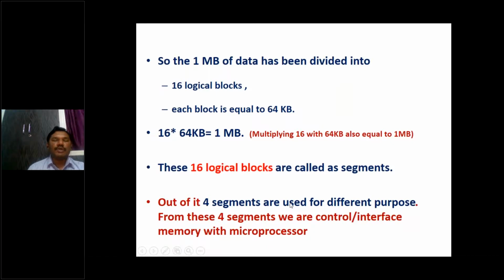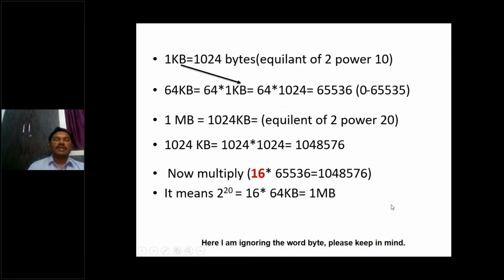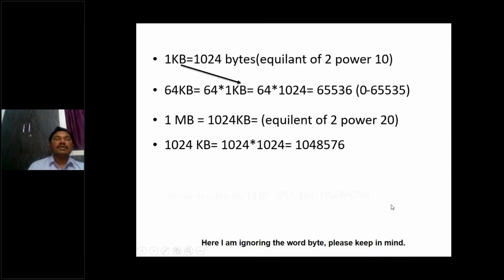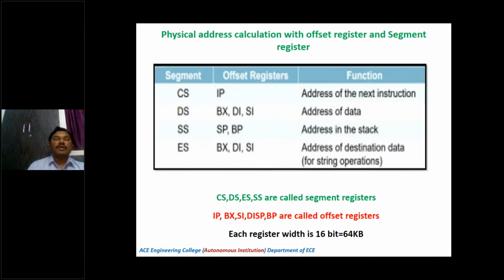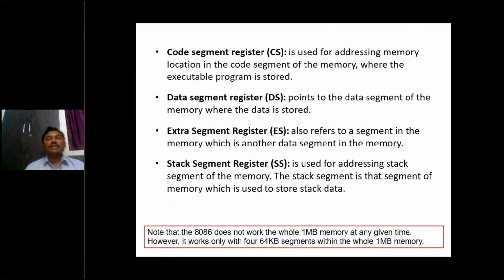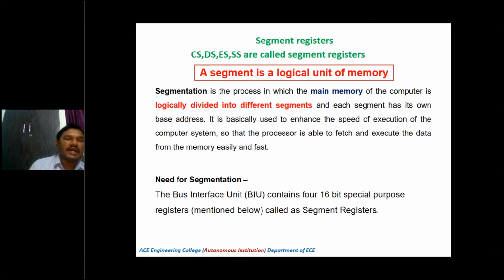Out of them, 4 segments are used for different purposes, and they are known as segment registers: code segment, data segment, extra segment, and stack segment. Code segment is for storing programs. Data segment and extra segment are for storing data. Stack segment is used for temporary storage of data and instructions.